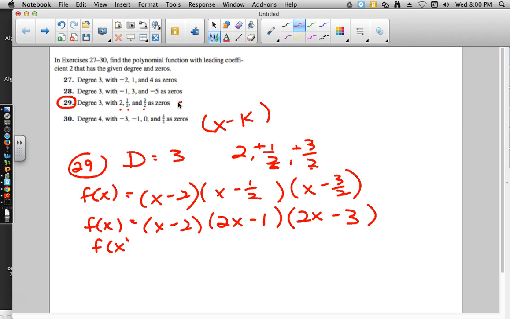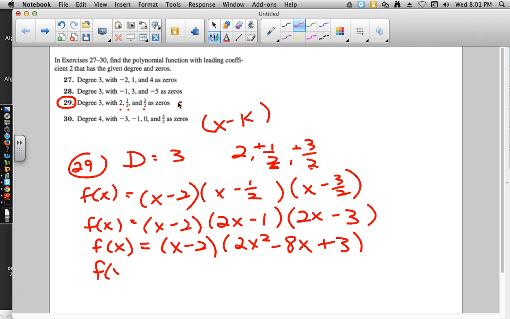So the first thing we want to do is, I'm going to leave this x minus 2 all by itself, but I'm going to go ahead and do FOIL on the other 2. And so we would get, by doing FOIL on that, 2x squared, and then minus 6x minus 2x would be the two middle terms for a grand total of minus 8x. And then negative 1 times negative 3 would give us positive 3.